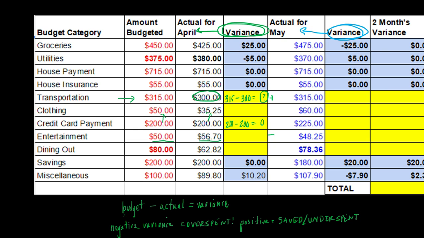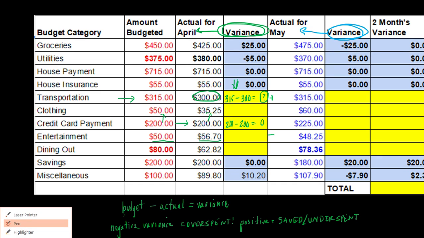So again, to find variance for April, which is represented in this column, all I do is compare what I budgeted and subtract off what I actually spent. If I spent too much, I'll get a negative number. If I spent less than I thought, if I had money left over, I'll get a positive number. And if I spent the exact amount I anticipated, I'll get a 0.